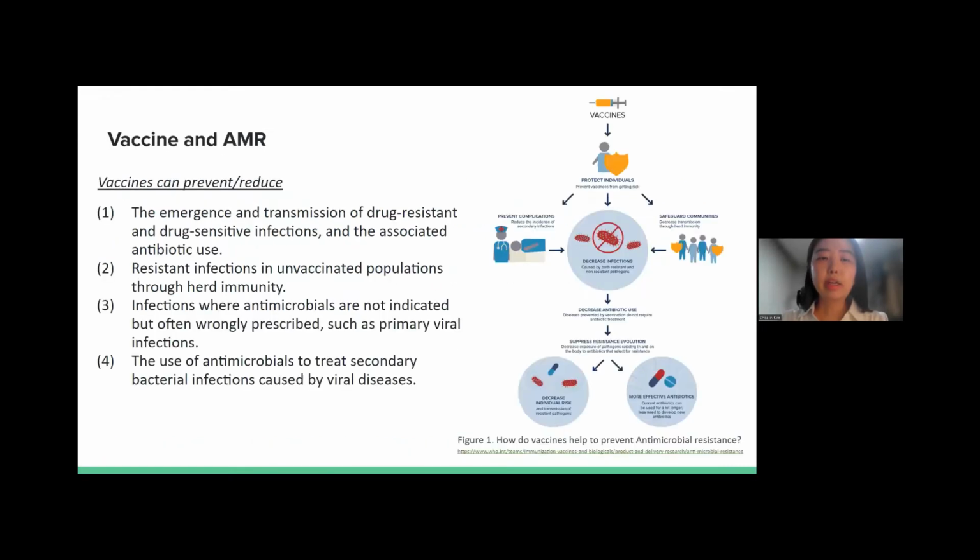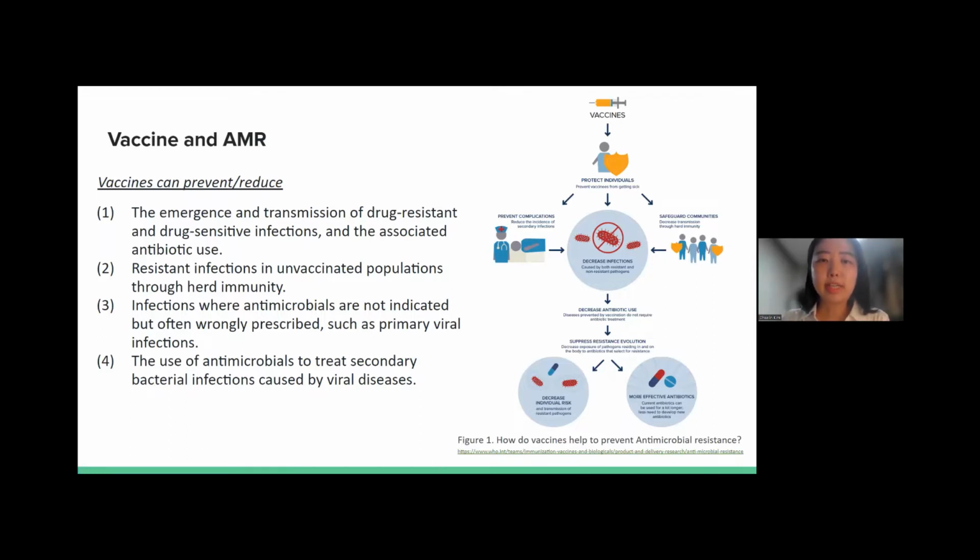So along with other prevention measures such as water, sanitation and hygiene, which is WASH interventions, vaccination can make a direct impact on the AMR health burden by directly preventing the emergence and transmission of drug resistant and drug sensitive infections and associated antibiotic use.